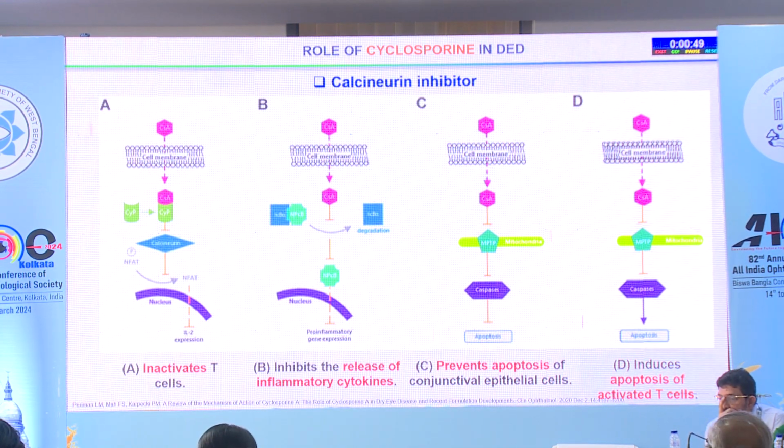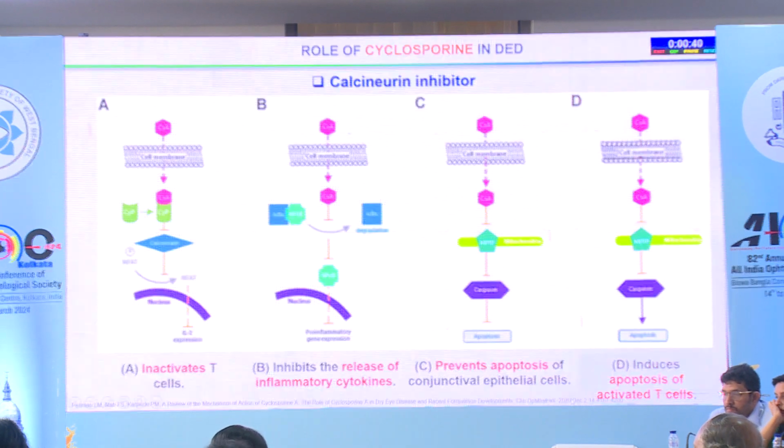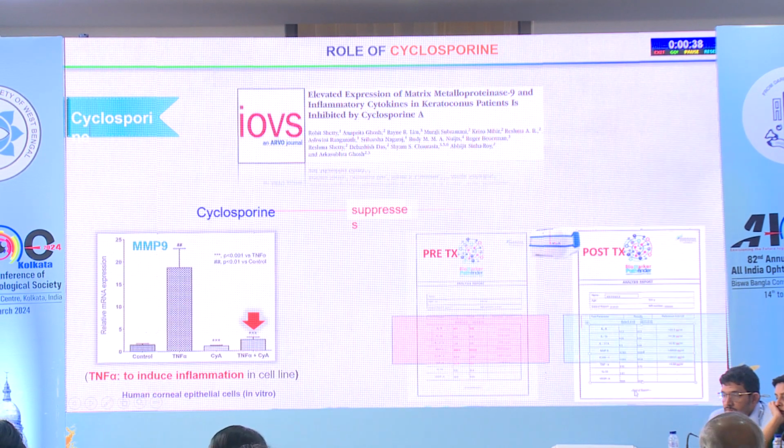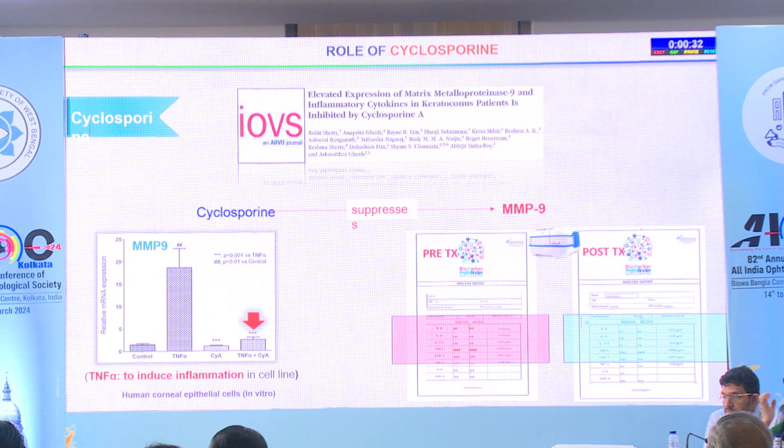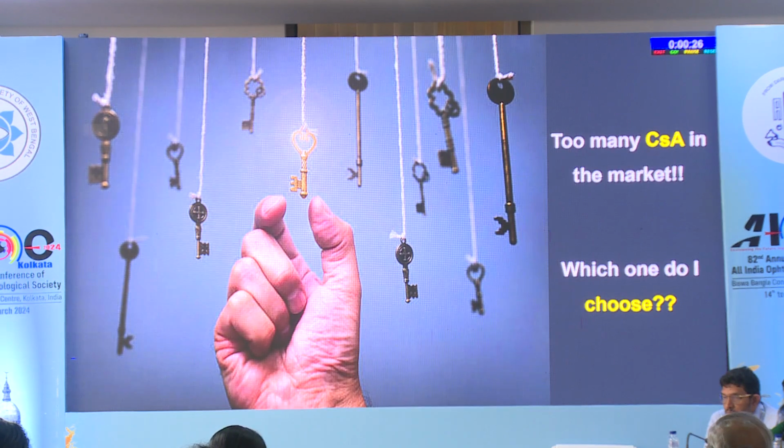Cyclosporin has been used in multiple ways. It works on T cells as a calcineurin inhibitor, but it has other roles also, apoptosis of cells, and it works on how the T cells behave. Again, we have worked in multiple areas on multiple diseases: nerve regeneration, post-op cataract, nociceptive issues, when patients have more nociception, and multiple other areas. There are too many cyclosporins.